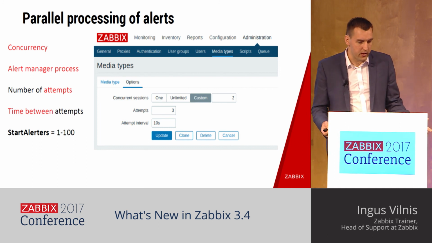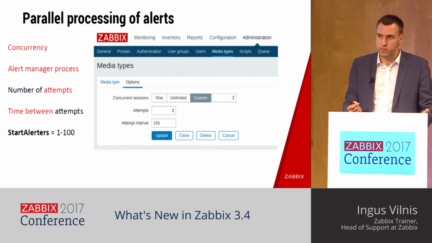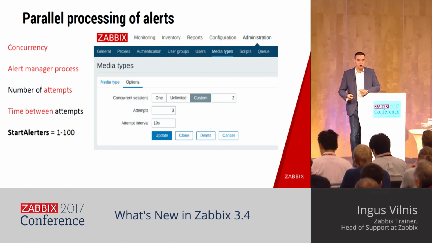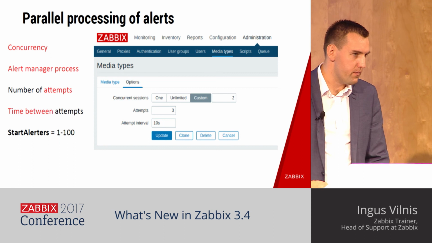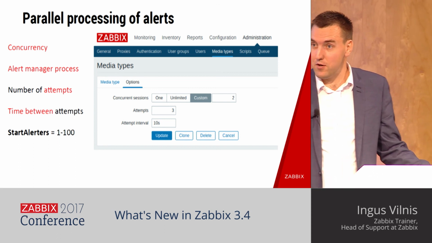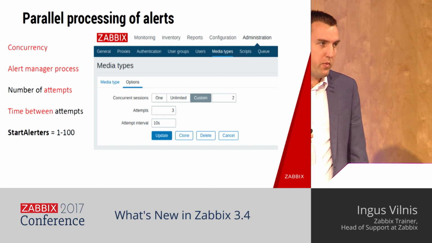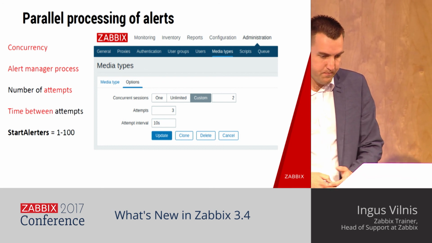What was the problem previously? There was a single alerter process which sent the notifications, whether emails or SMS messages or whatnot. If you had slower media types, this took quite some time. And imagine if you have a large net outage and lots of hosts go down, and then you have to alert like 1,100 people. Well, the alerter was very, very busy and probably could not keep up with the task.